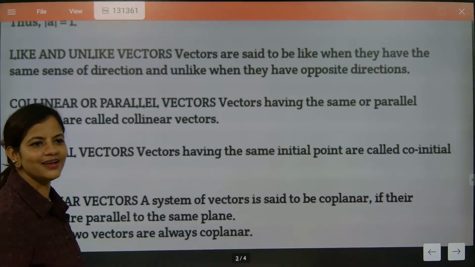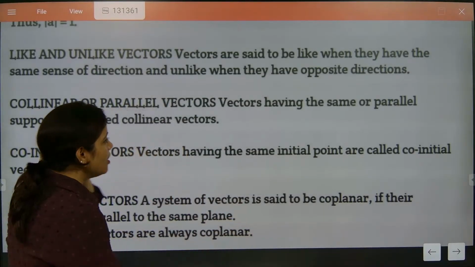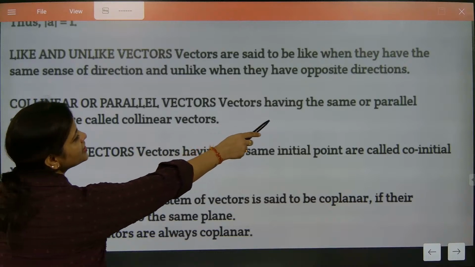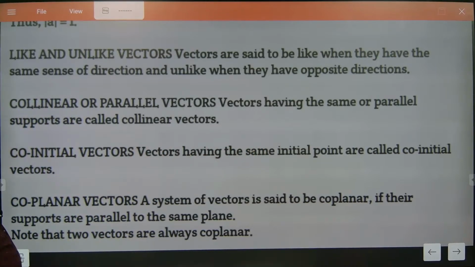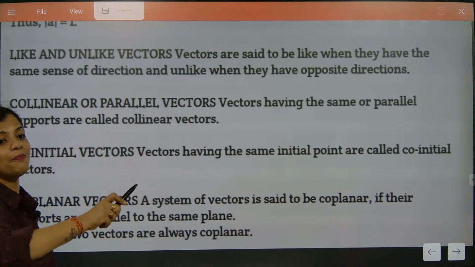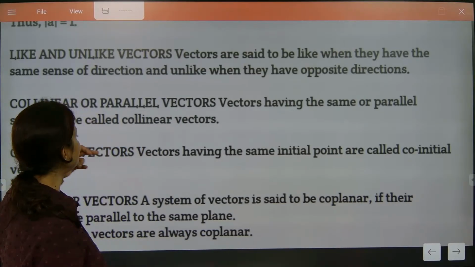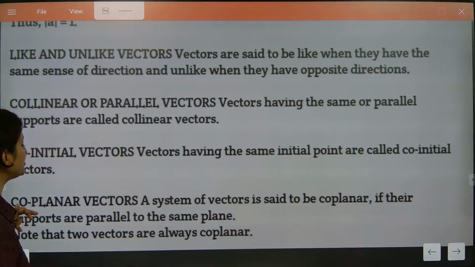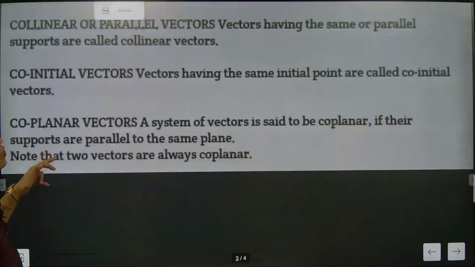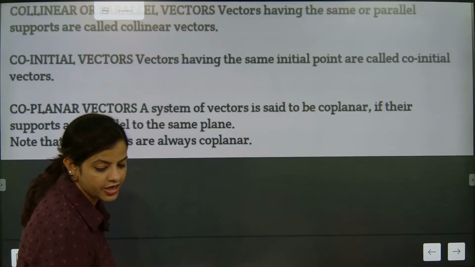Are you going to tell anything about collinear or parallel vectors? Did you understand collinear or parallel vectors? What was it about collinear? Vectors having the same or parallel support. I told you, vectors having the same support or parallel support are called collinear vectors. Now we will understand coplanar vectors and co-initial vectors, because they are also very important concepts.